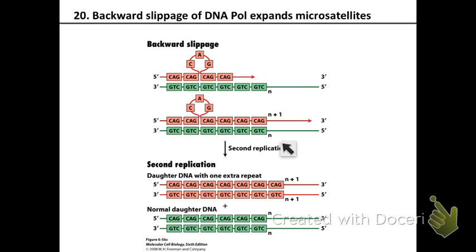So when this strand and this strand go through a second replication, you will make a daughter DNA with 1 extra repeat coming from this strand. And then you will have the normal parental DNA forming the normal daughter DNA.